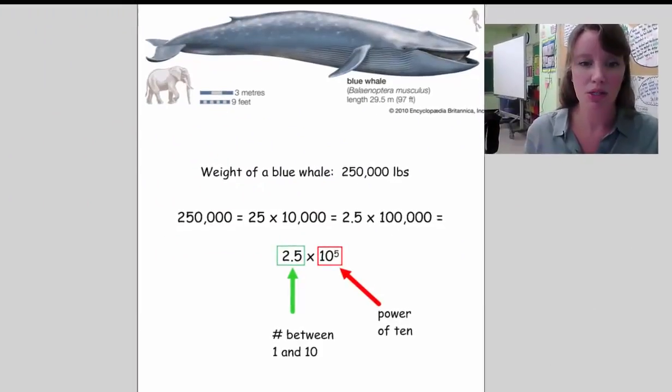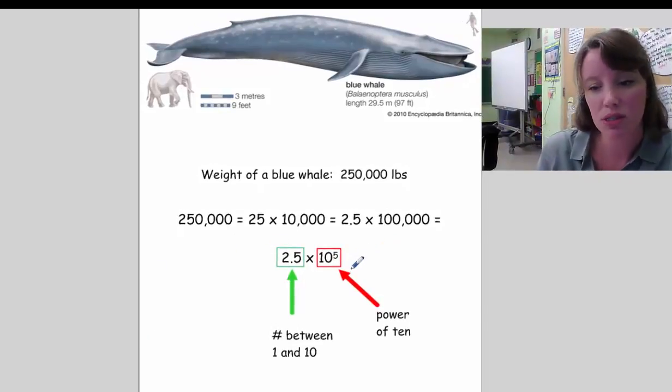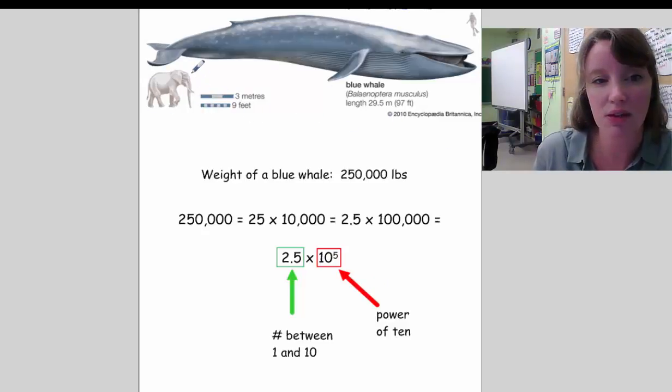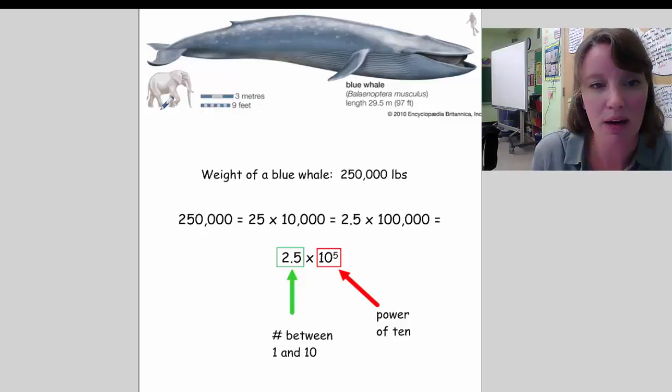Okay, so let's deal with, for instance, the weight of a blue whale. A blue whale weighs 250,000 pounds, and this diagram just shows you, if this is the size of an elephant, then a blue whale is this size compared to the size of an elephant. It's this size compared to the size of a human. So it's 97 feet in length typically, whereas an elephant is only 9 feet in length. So it's almost 10 times bigger than an elephant.